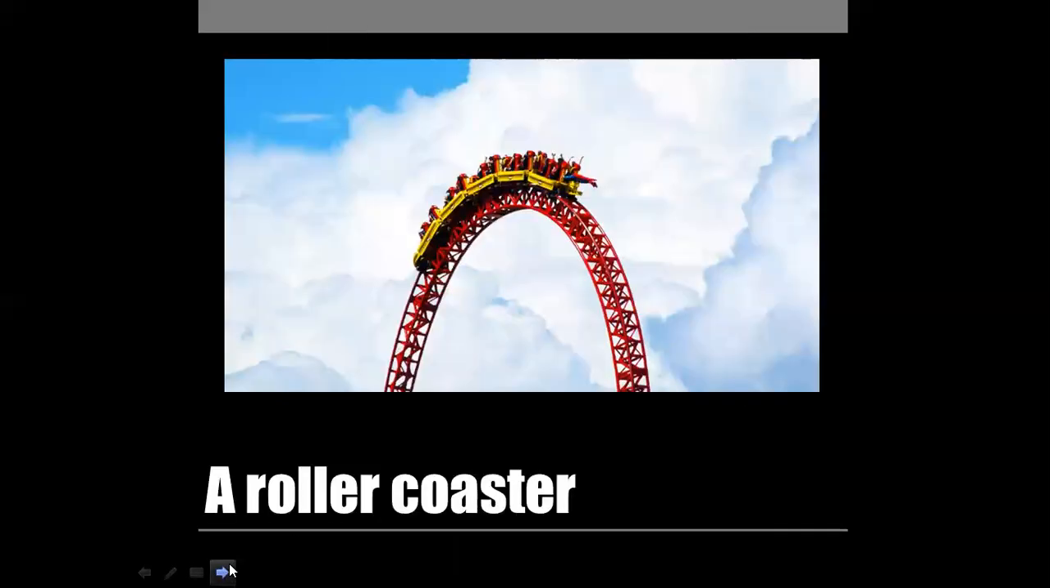Now this is the roller coaster. The roller coaster is showing the example of centripetal force. The centripetal force to this roller coaster is provided by the friction between the wheels of the coaster and the track. Okay.